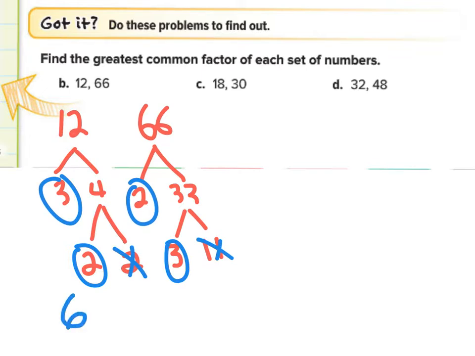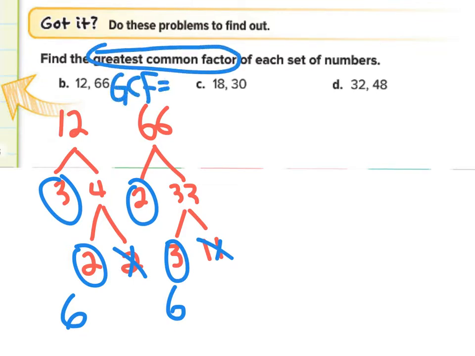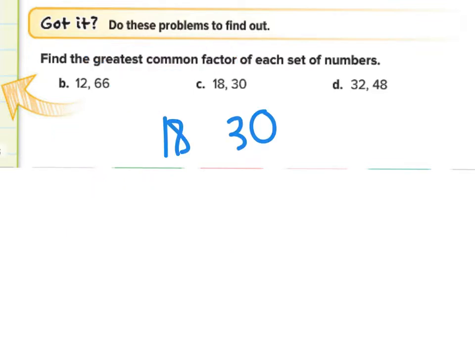And then again, 3 right here, or 2 times 3 is also 6. So what is my greatest common factor for 12 and 66? It is 6. There's my answer. So my GCF, greatest common factor, equals 6. Okay, let's try the same with 18 and 30.